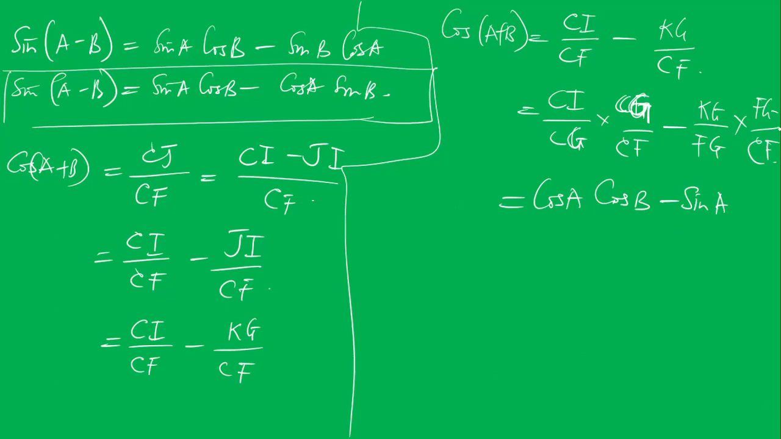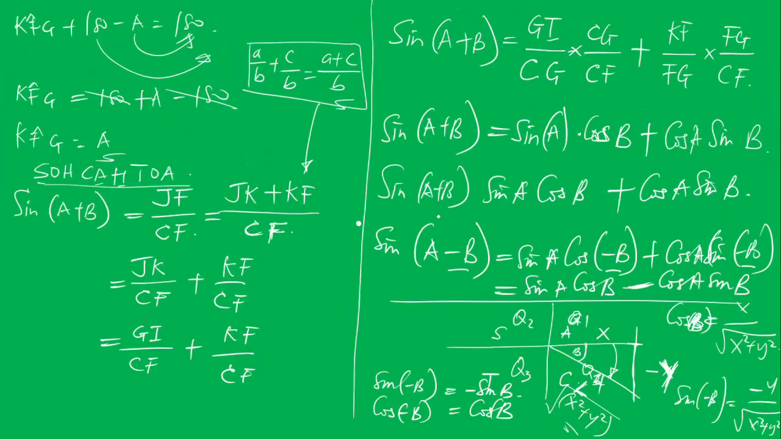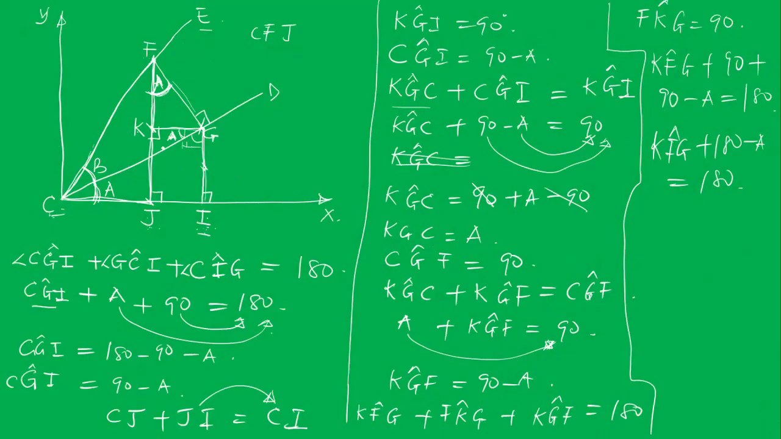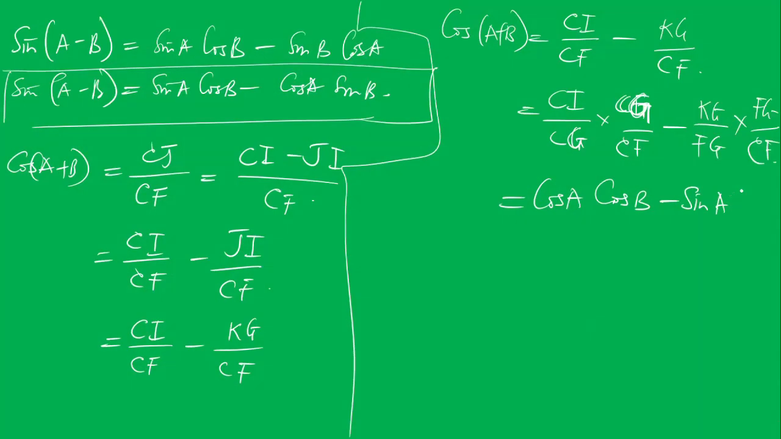So now let's look at the other one. The other one is FG all over CF. So now FG is opposite to angle B, opposite all over the hypotenuse of the triangle. So opposite is still sine using SOHCAHTOA, opposite all over hypotenuse. Let me write it here again. SOHCAHTOA. So now we have gotten cos A plus B is equal to this.